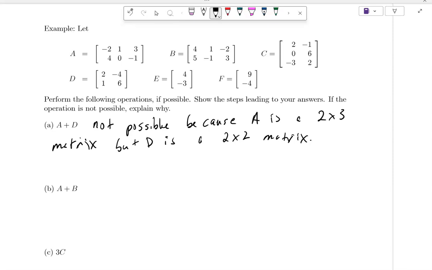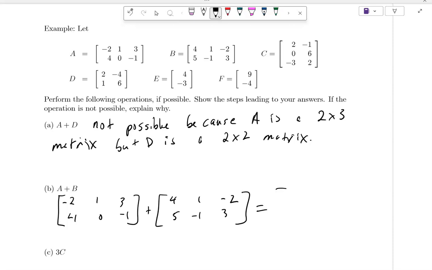All right, so if we do A plus B now, does that one work? Can I do A plus B? Yep, that one's not too bad. I take negative 2, 1, 3, 4, 0, negative 1, added to 4, 1, negative 2, 5, negative 1, 3. What do we end up with? 2, 2, 1, 9, negative 1, 2. Good, exactly right. Negative 2 plus 4 is 2. 1 plus 1 is 2. 3 plus negative 2 is 1. So on down the line.